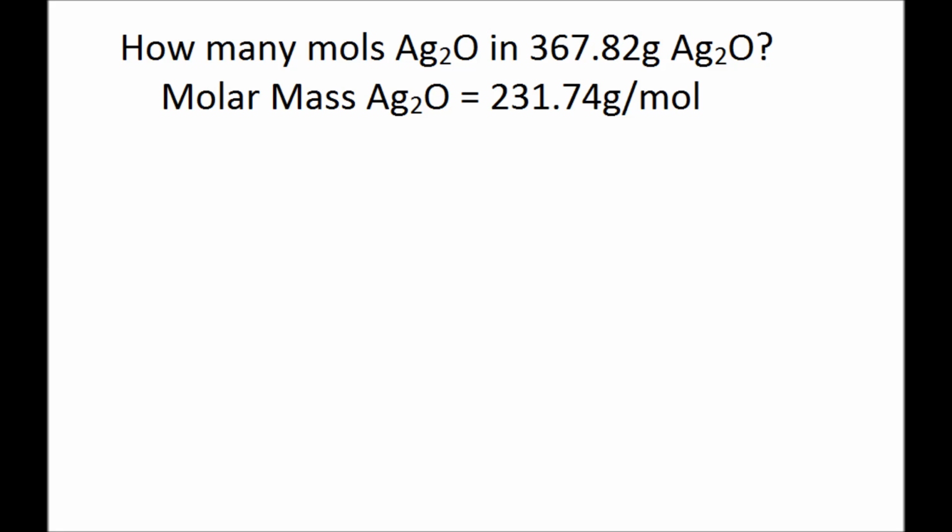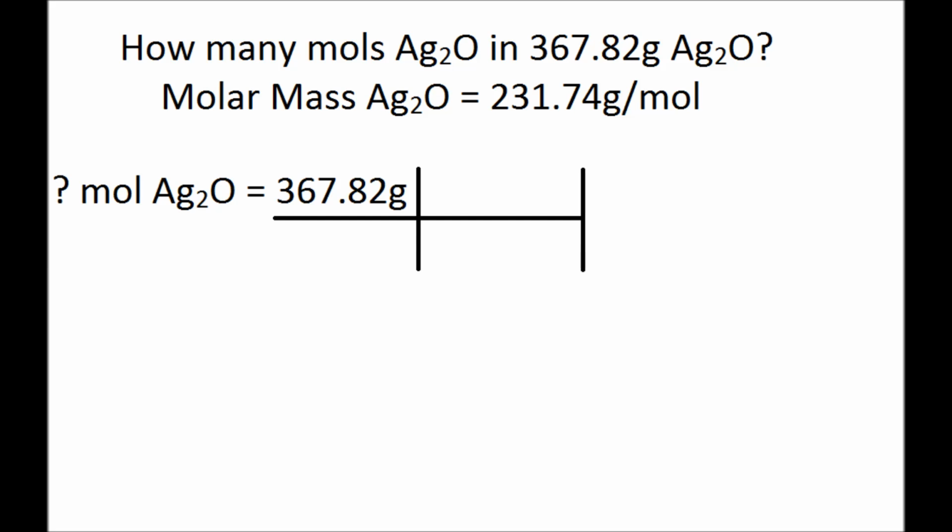Let's try and apply it to a problem. In this example, we're going to find how many moles of silver oxide are there in 367.82 grams of silver oxide. Personally, I like to lay out the question as kind of a statement as shown here. So question mark is how many moles of silver oxide is equal to 367.82 grams. The grid that I've laid down helps keep everything straight.